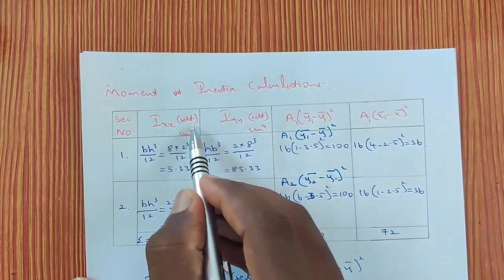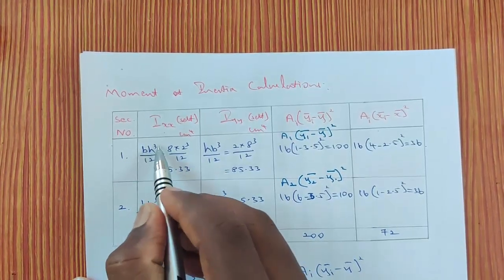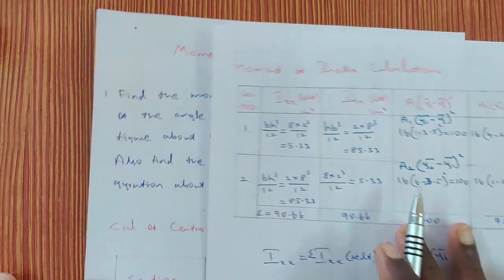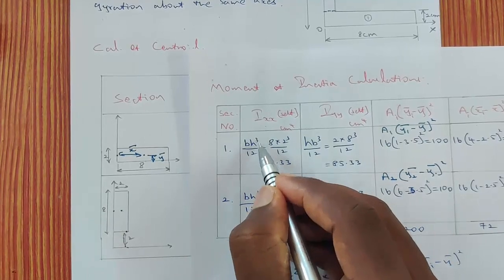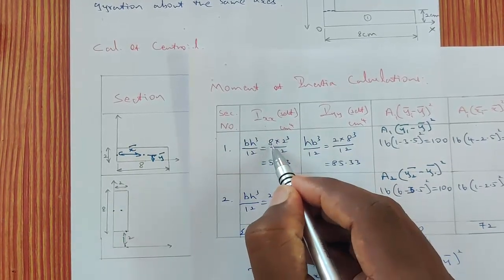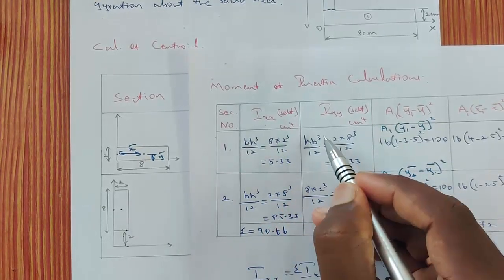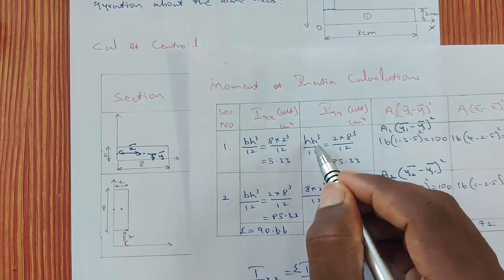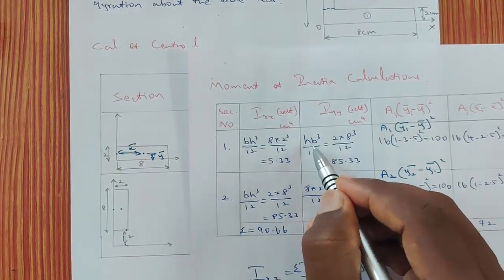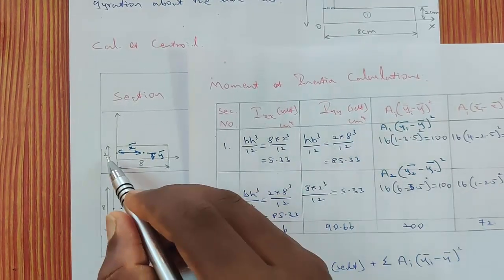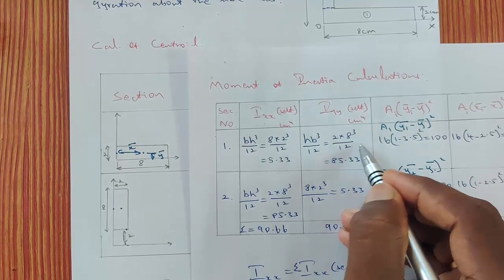The Ixx self formula for a rectangle is BH cube divided by 12. Since the first section is a rectangle, the formula for calculating the Ixx is BH cube divided by 12. For the first section, B is 8 and H is 2, so it's 8 into 2 cube divided by 12. Similarly for Iyy, the equation for a rectangle is HB cube divided by 12. So for the first section, H is 2 and B is 8. It is 2 into 8 the whole cube divided by 12.